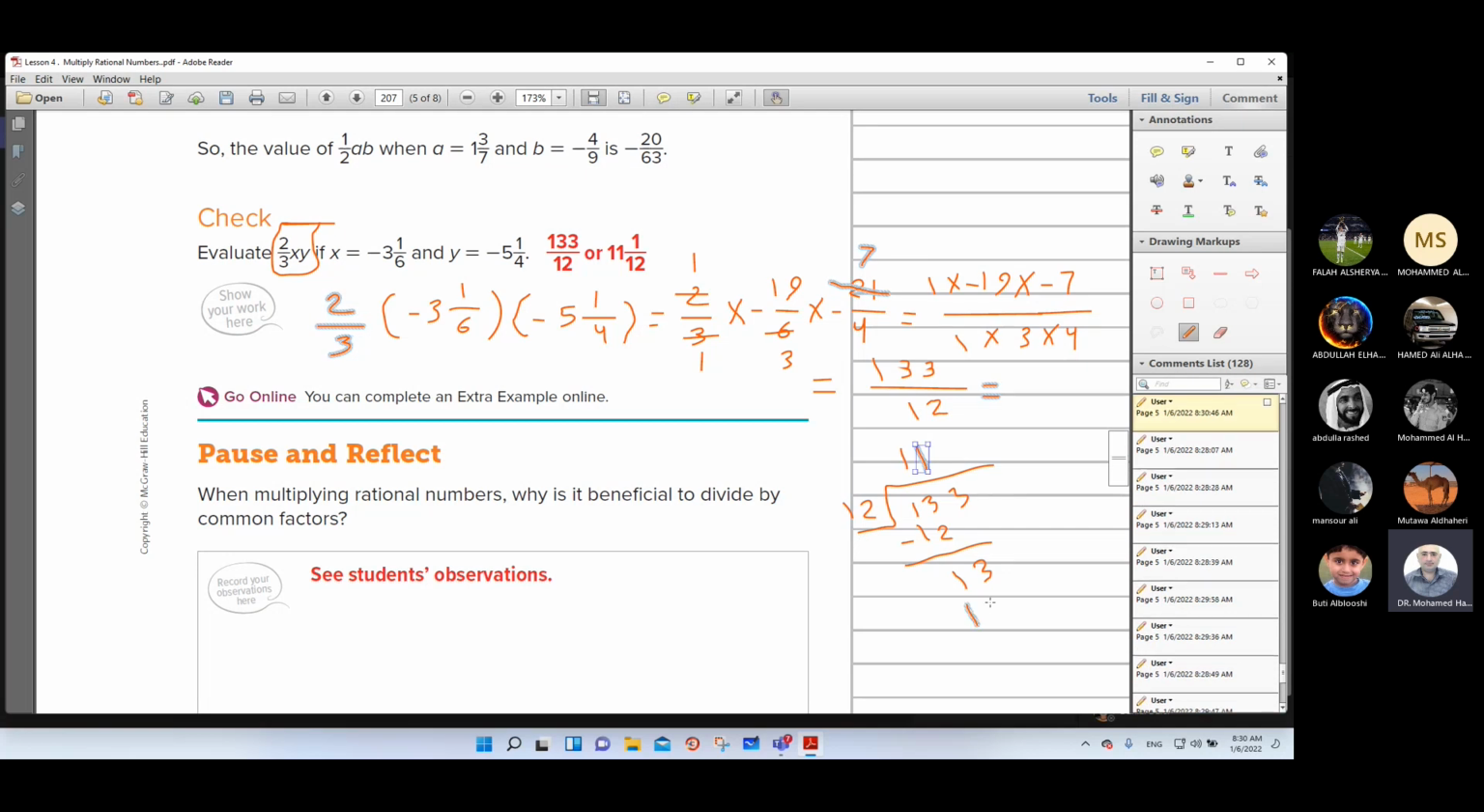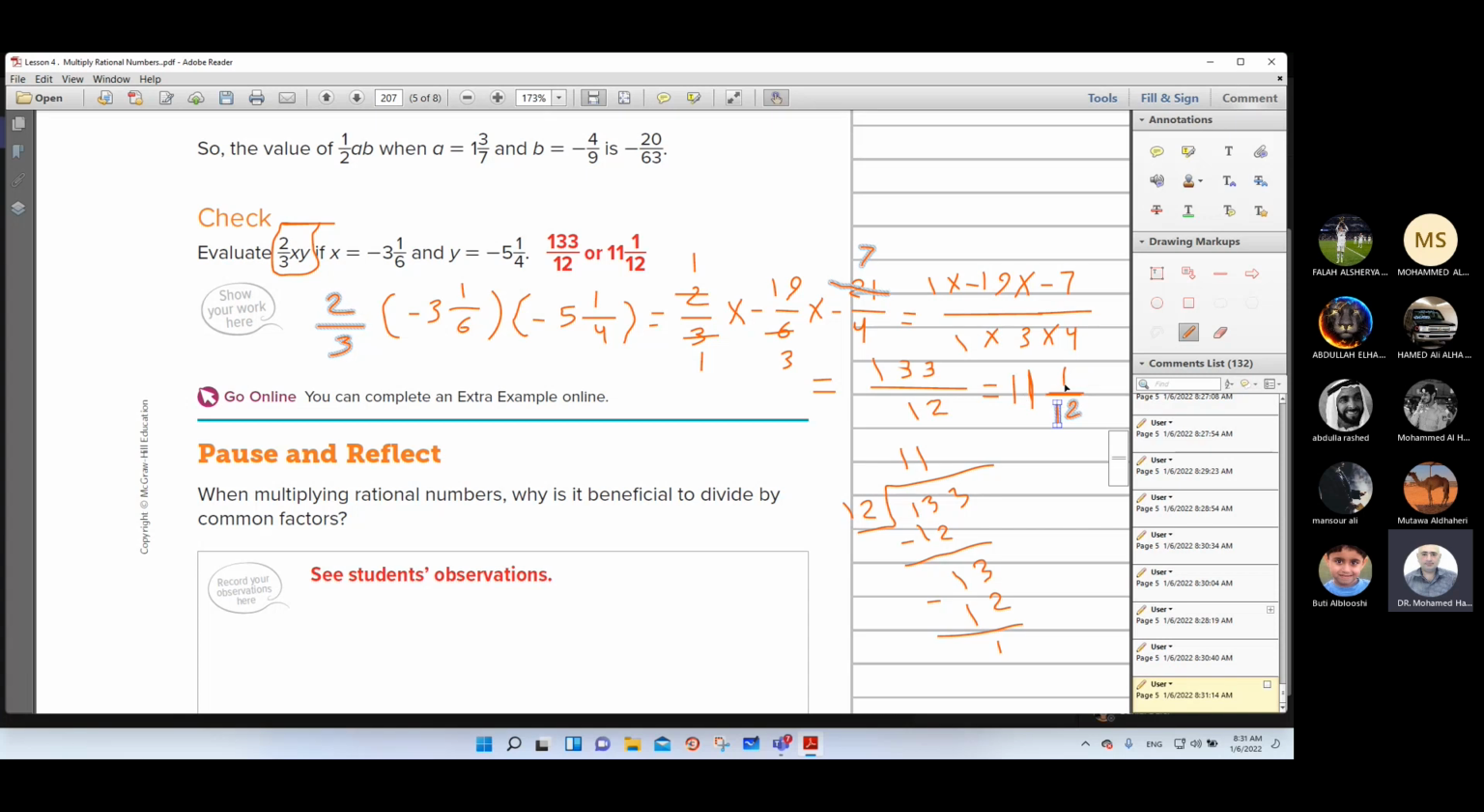1 times 12, 12. So 13 minus 12 will be 1. So the remainder will be 1. So take the quotient here. This is the whole number, 11. And the fraction, take the remainder, put it in the numerator. Then the same divisor. So the answer will be 11 and 1 over 12.